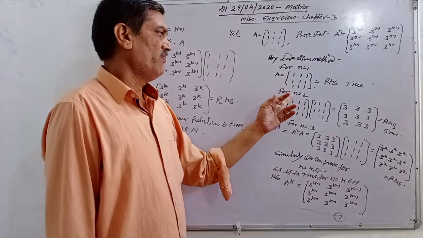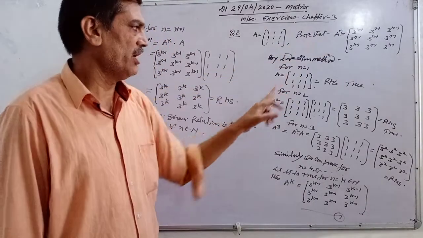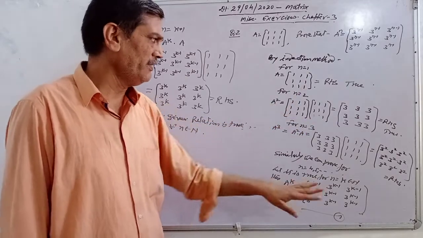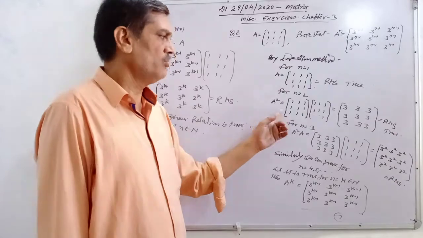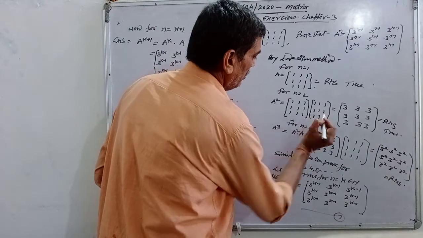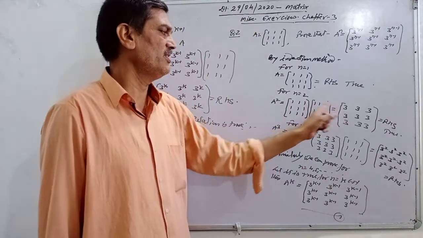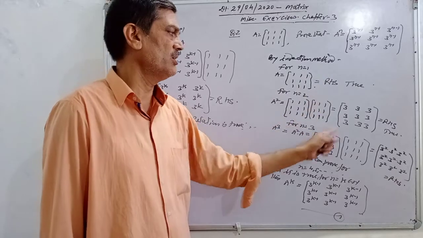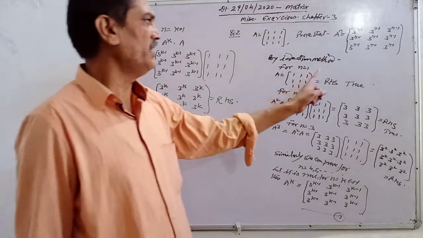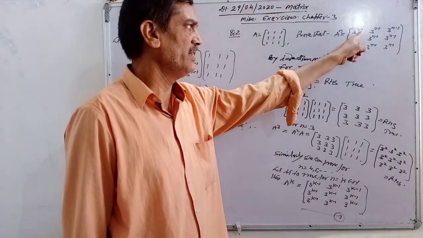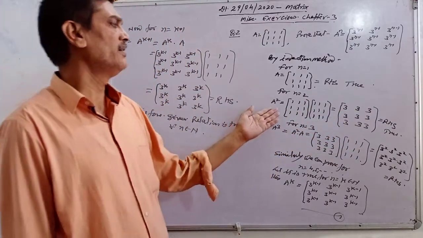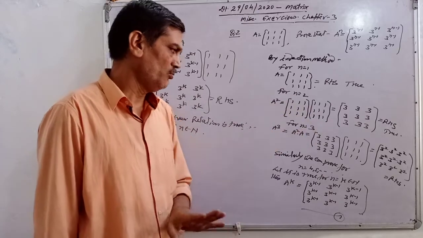Now, for n is equal to 2, on the left side, it is a square, that is A into A, multiplying. How to multiply? You know, first row, first column, you will get 3. First row, second column, first row, third column, you will get this result. Now, when you put n is equal to 2 on the right side, what will you get? Putting n is equal to 2, you will get this matrix, means left is equal to right. So you can say that the relation is true for n is equal to 2.